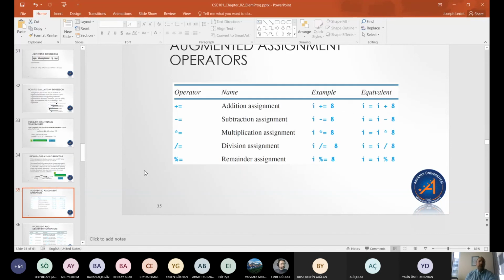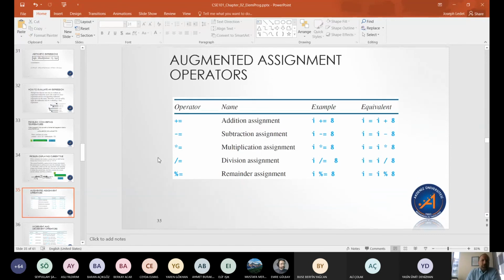This one here. Another useful tool is if we want to assign and add at the same time, or assign and subtract at the same time. We can do that in Java. So I plus equals 8 would be the same as saying I equals I plus 8.